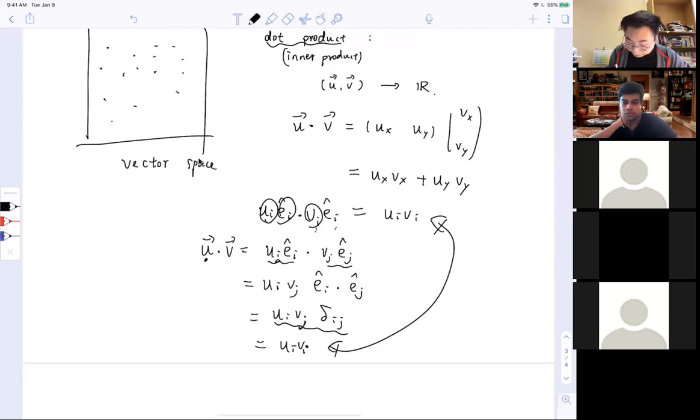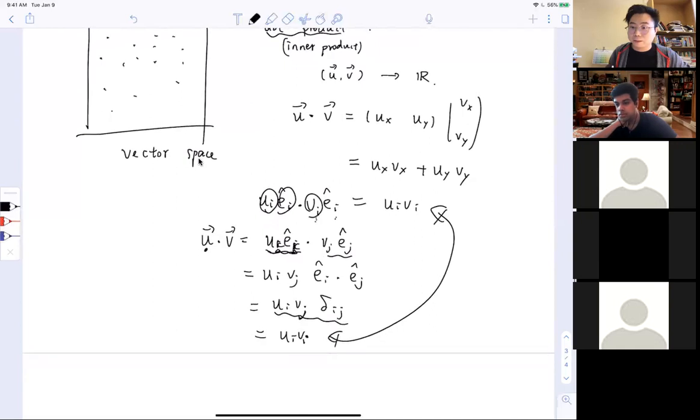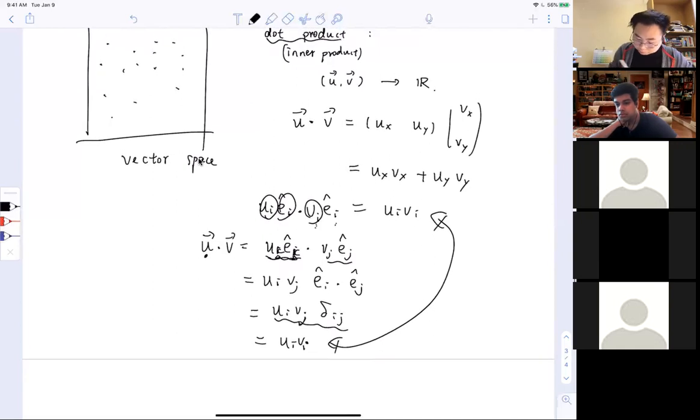This kind of i index is called a dummy index, meaning that you can replace this i with any other symbol, like k. It doesn't matter, because eventually you will sum them over. Does it make sense? So what is a dummy variable? A dummy variable means a variable that will eventually be summed, like k.